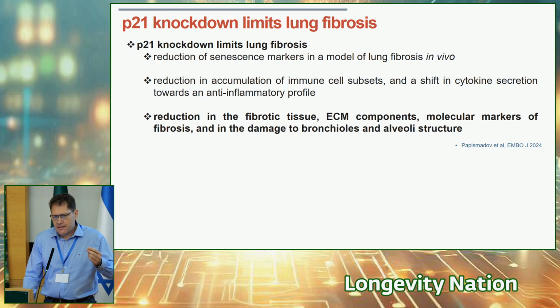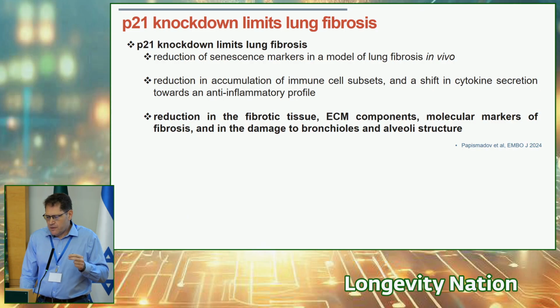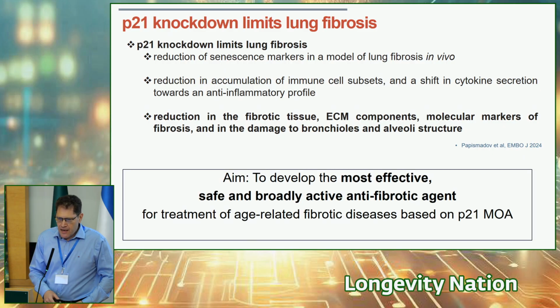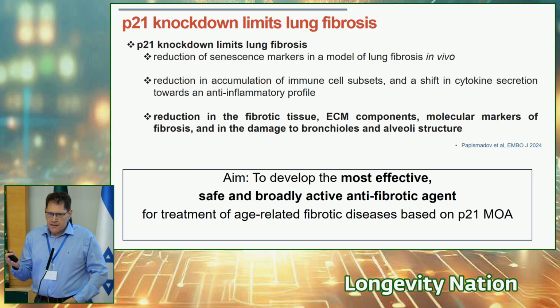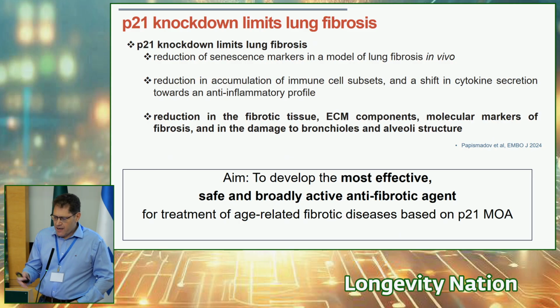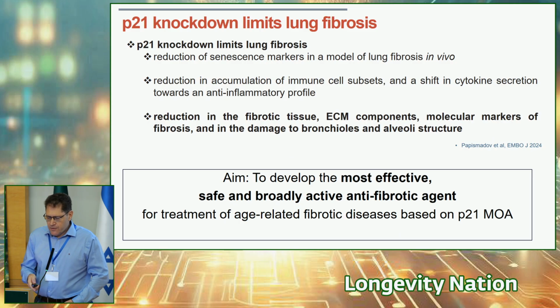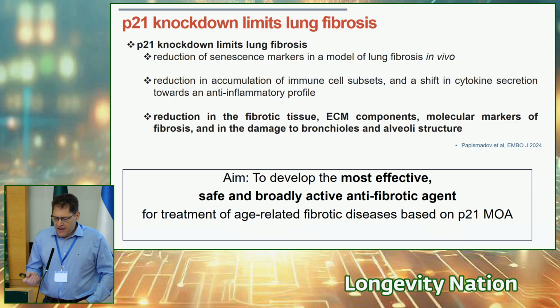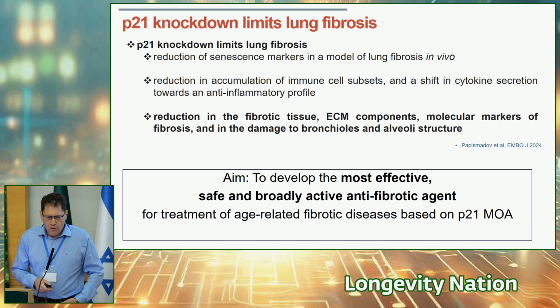So these mice with reduced P21, where P21 was reduced during the development of the disease, actually protect the lungs from the disease development. And now, because we also understand the underlying molecular mechanism, we can try to target this mechanism and develop an effective and broadly active antifibrotic agent based on this mechanism. And that's one of the things Norit is working on right now.